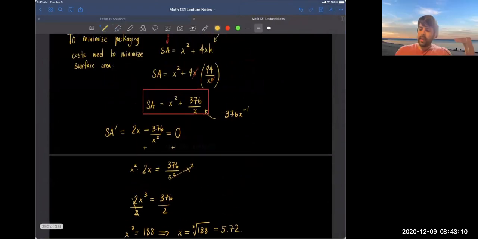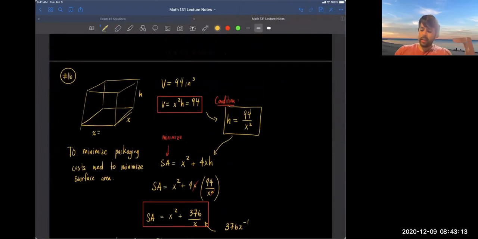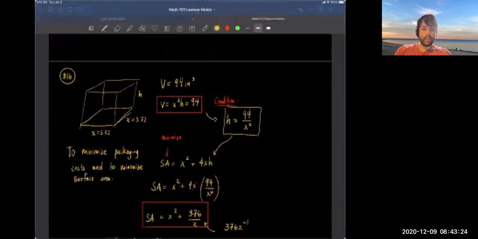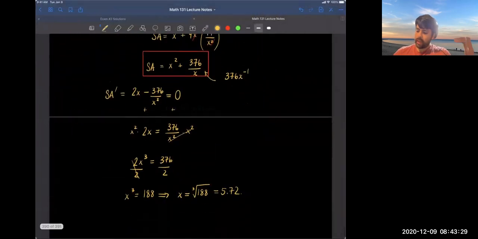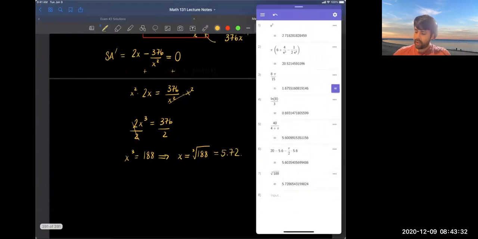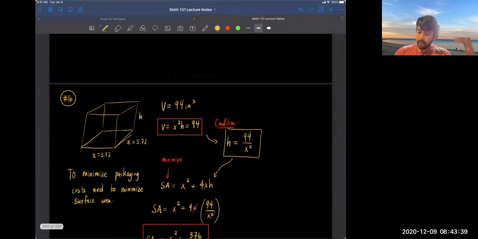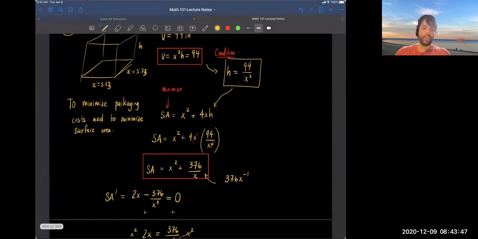So what does x represent? X represents the length. And then x also is the width. They round it to the nearest hundredth. So 5.728 rounds up to 5.73. So it's actually 5.73. And then what would be the height? How would I figure out the height if I know what the x value is?